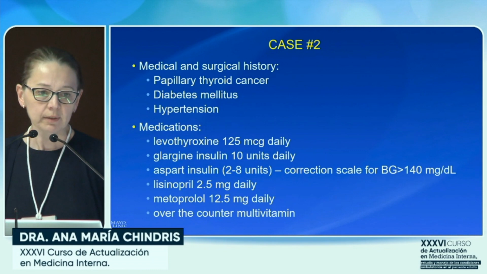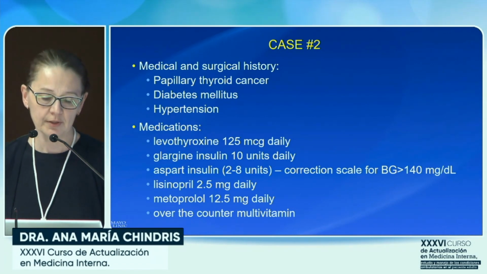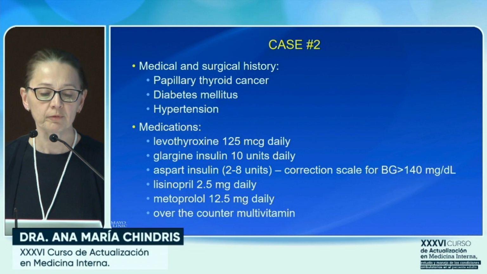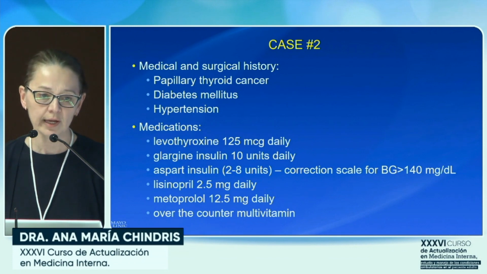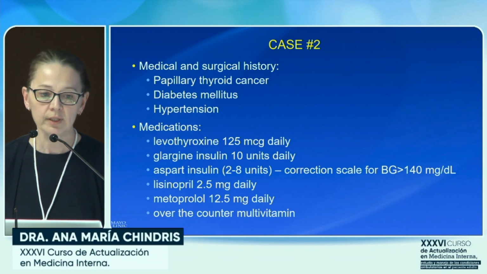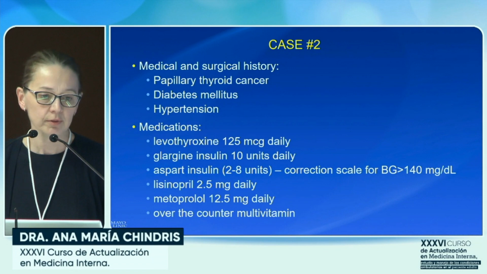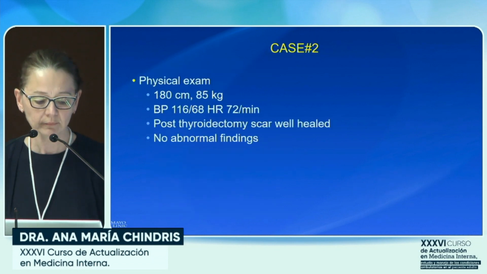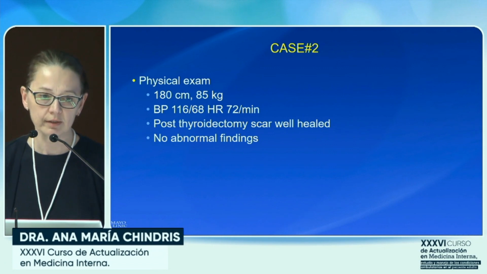In terms of his medical and surgical history, like I mentioned, he had the papillary thyroid cancer. He also had diabetes that was well controlled, and he had hypertension, also well controlled. The medication list included levothyroxine, as I mentioned. For diabetes, he was taking glargine insulin at 10 units daily, and then a correction scale with aspart insulin for meals, which required anywhere between 2 and 8 units. Then for the hypertension, he was taking low doses of lisinopril and metoprolol, and he also was taking an over-the-counter multivitamin. His physical exam was unremarkable. Other than his thyroidectomy scar, there was really nothing striking.